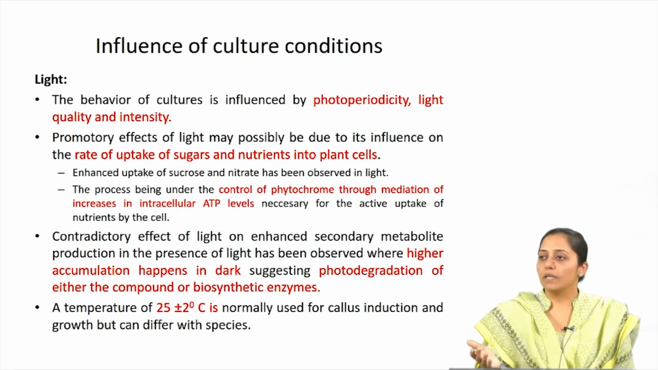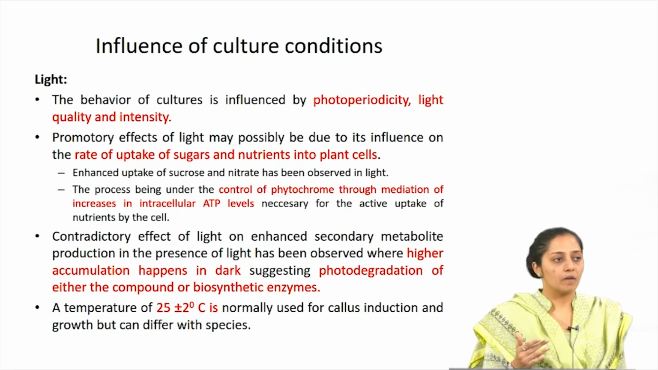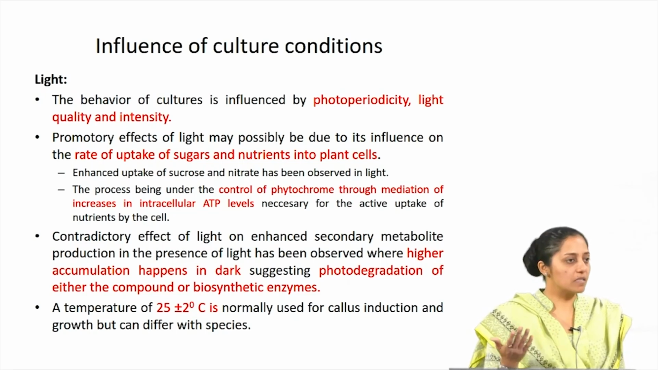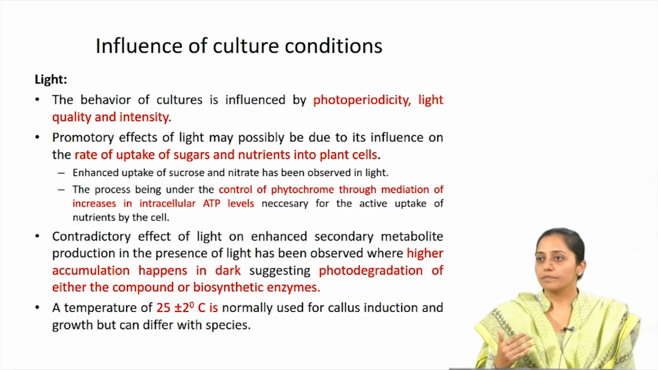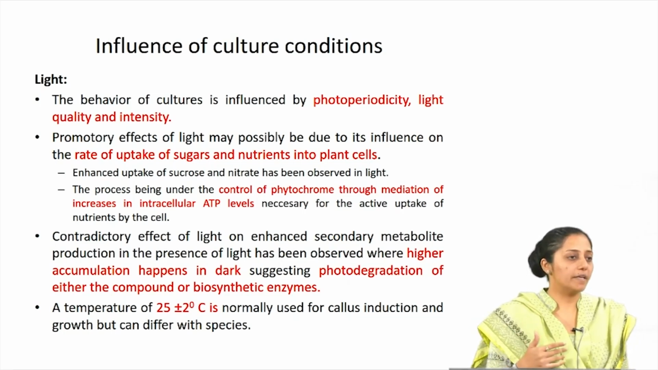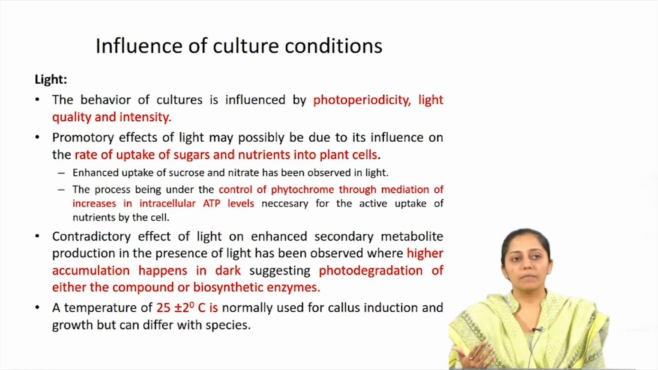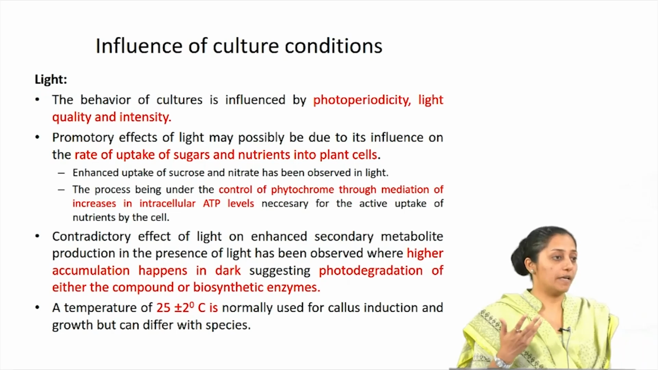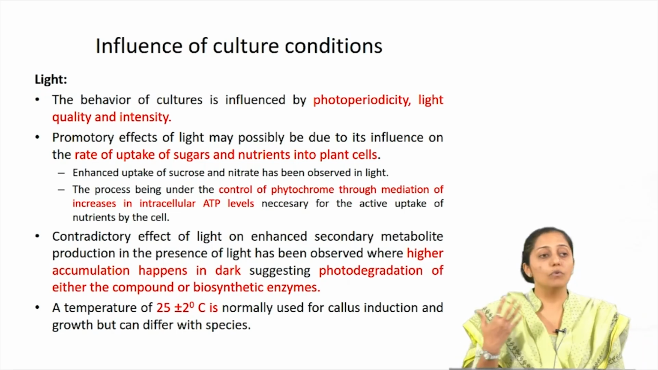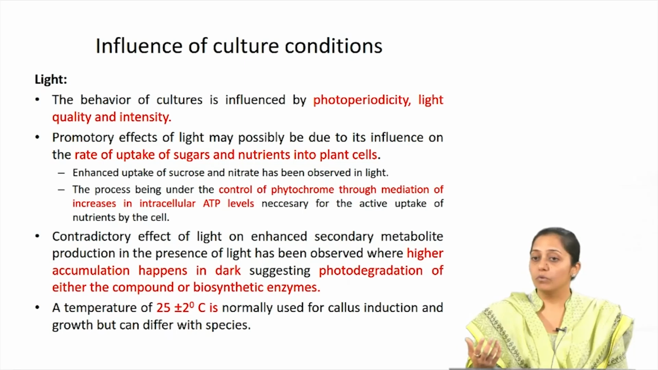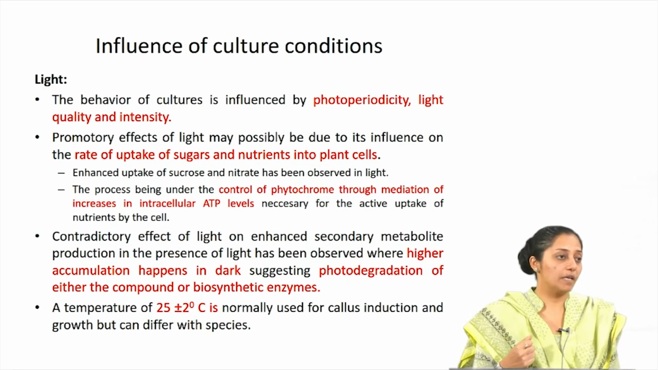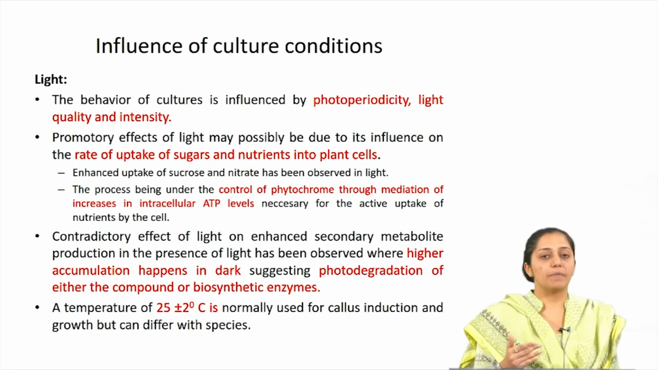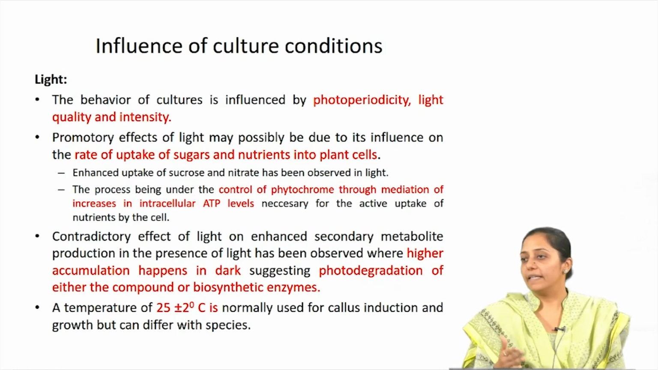When I say light quality, what does it mean? Light intensity is one, which is in lux, and the wavelength of light. So, sometimes secondary metabolism is also found to be a function of the kind of light, which means the wavelength of light. Sometimes in some of the secondary metabolites, blue light has been found to induce the production of a secondary metabolite. We will be discussing some of the examples. So, the behavior of culture is influenced by three things I said: photoperiodicity, light quality and intensity.